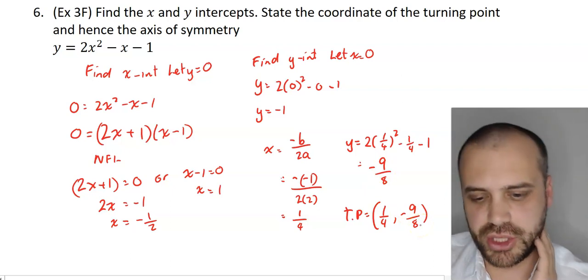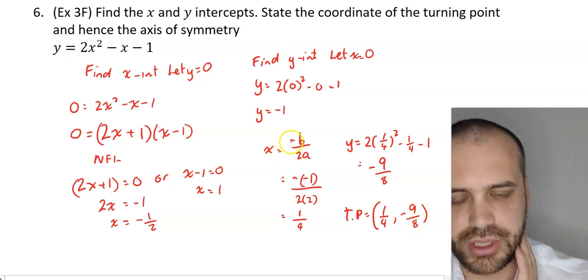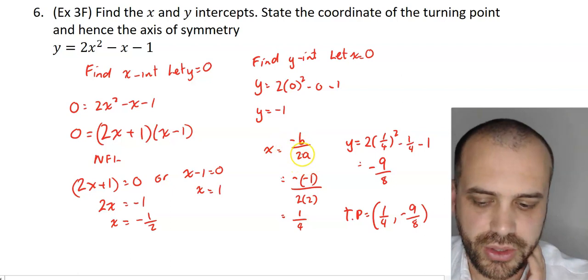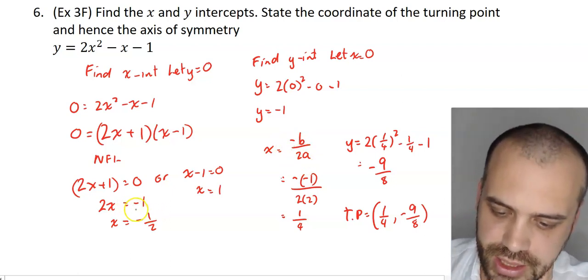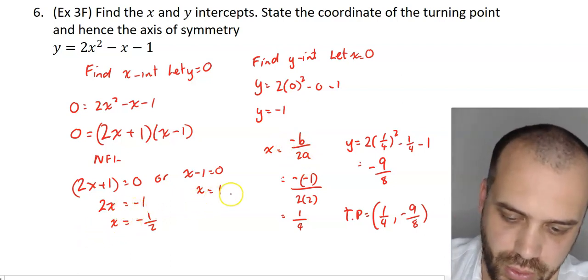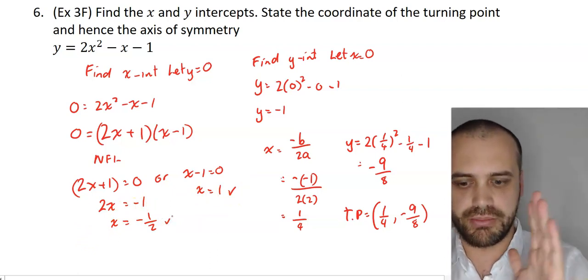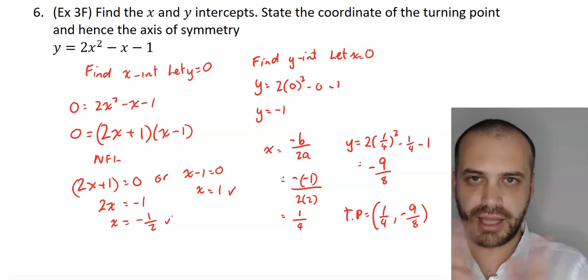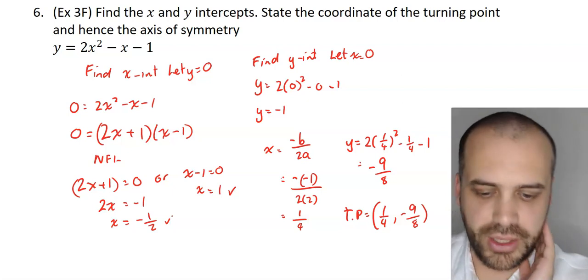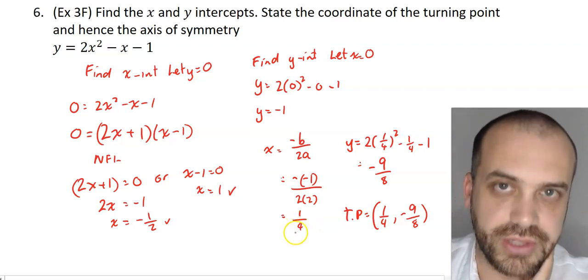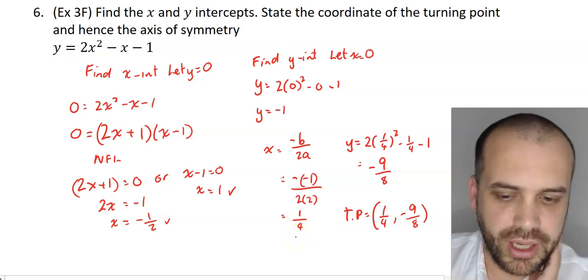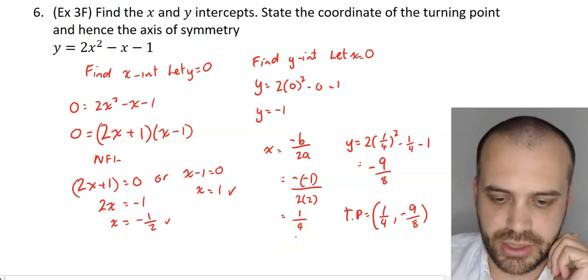Now I should probably mention, when I found the turning point, I used this negative b on 2a. You can also just look at the x-intercepts of 1 and negative 1/2, and you can find the middle between them. You can add them together, divide them by 2, and you'll get 1/4, which is this value right here. Because remember, quadratics, parabolas are symmetrical.